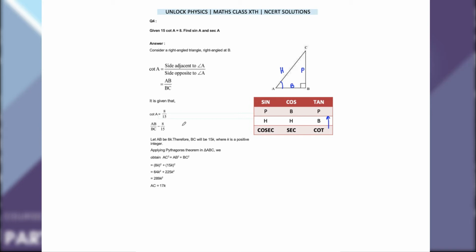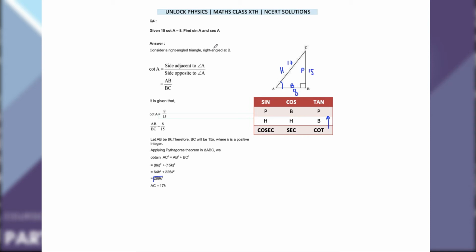Applying Pythagoras theorem in triangle ABC, we obtain AC square is equal to AB square plus BC square. 8k squared plus 15k squared, which is 64k squared plus 225k squared, which is 289k squared. So AC is under root 289k squared, which is 17k. Now we have to find sin A and sec A. We have computed all the values. So AC is 17k, AB is 8k, and BC is 15k.